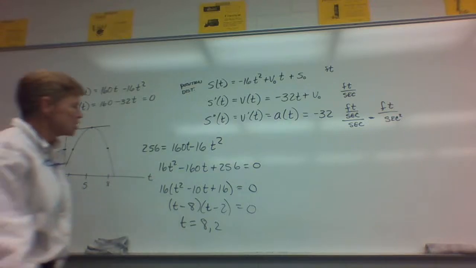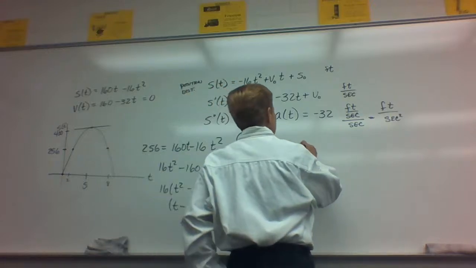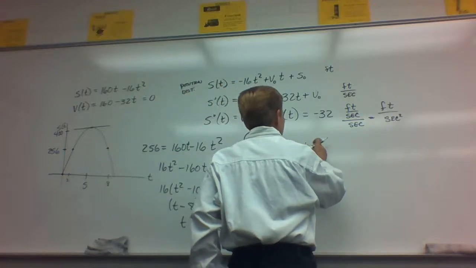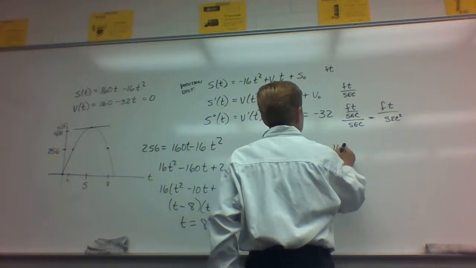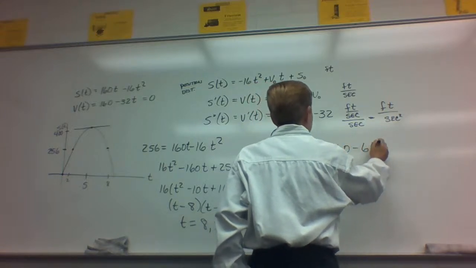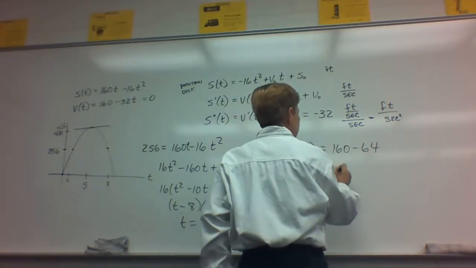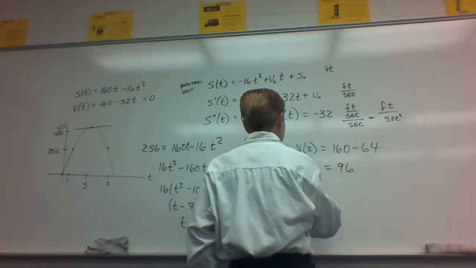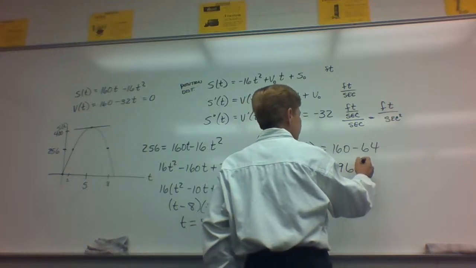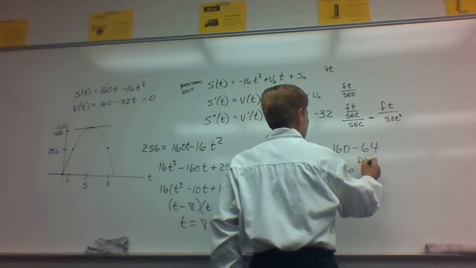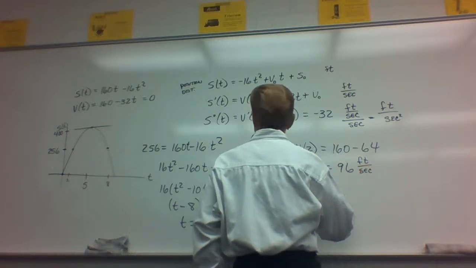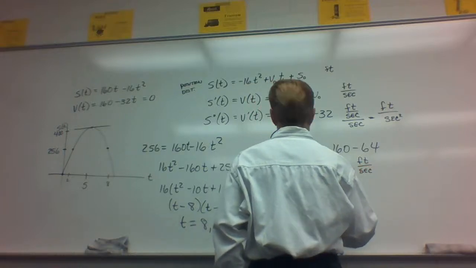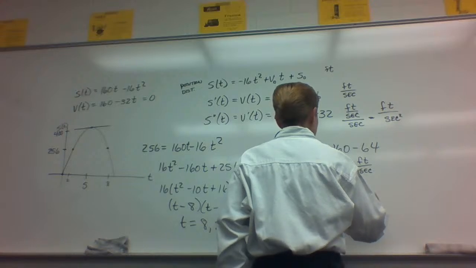So first one I want to find is v of 2, because that's what happened first. So I want to find v of 2, and that's going to be 160 minus 64. Do you agree? And that is 96. Now I want to find v of 8. Oh, by the way, what's the units on this? Feet per second.